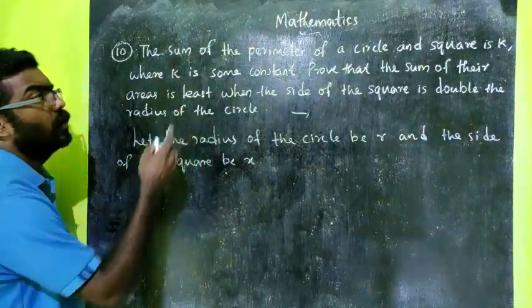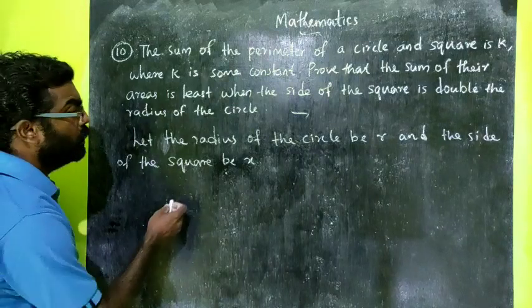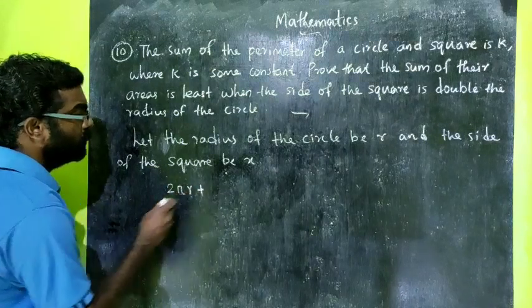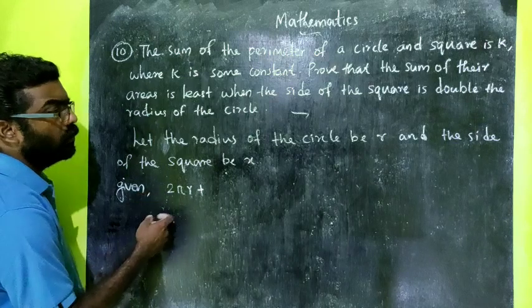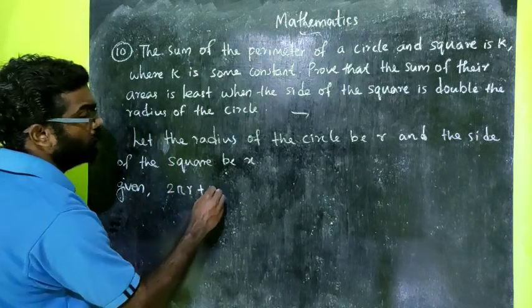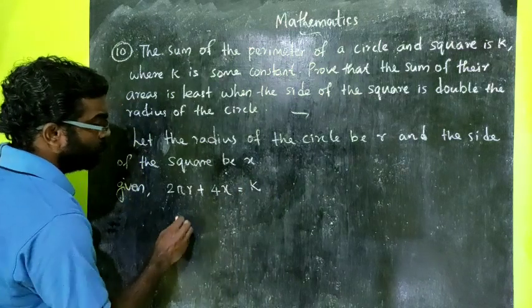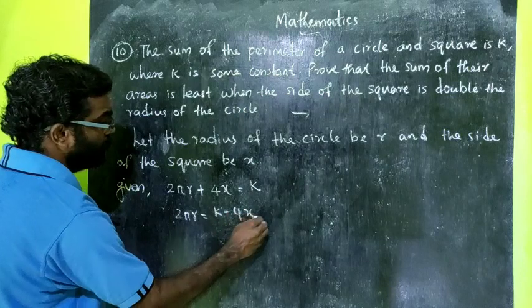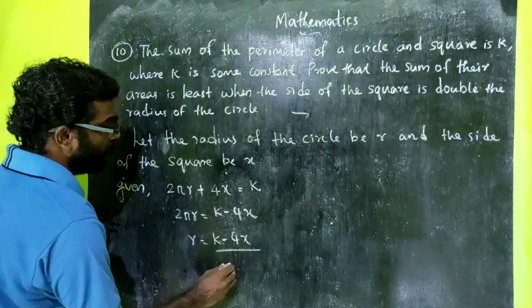Okay. Now it is given that the perimeter of a circle and a square is k. So the perimeter of the circle is 2πr, plus the perimeter of the square, 4 into side, here 4x, which is equal to k. From this we can write 2πr is equal to k minus 4x, or r is equal to (k minus 4x) divided by 2π.